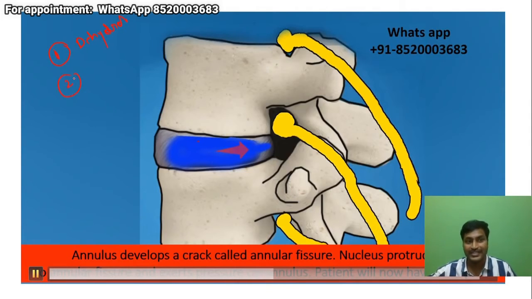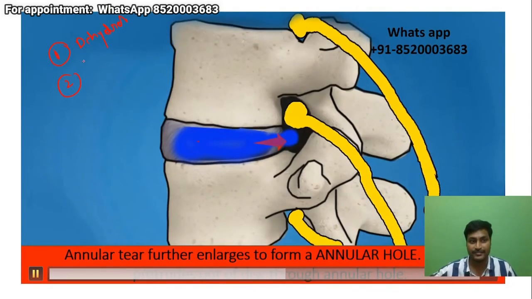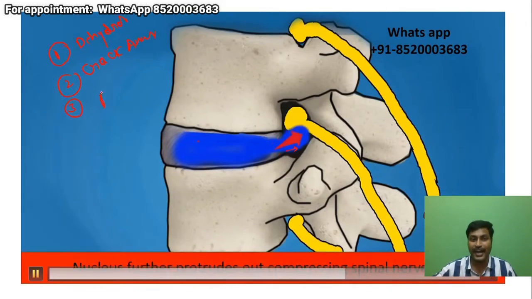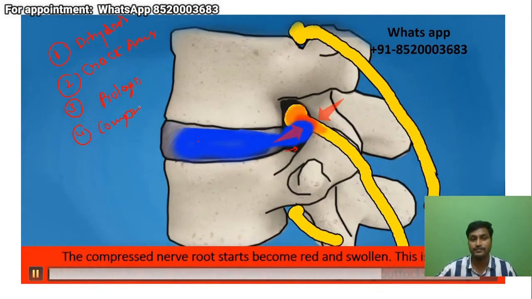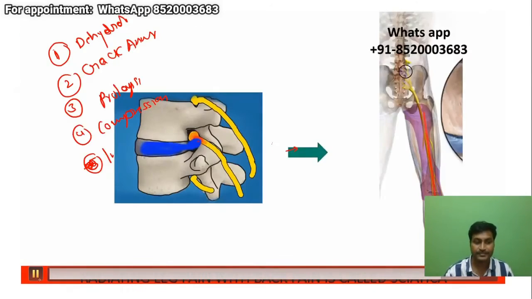Step 2, there's a crack in the annulus, which is known as annular tear. Step 3, the disc has protruded out. So step 3 is prolapse. Step 4 is compression of the nerve root. Fifth step is inflammation of the nerve root. Compression and inflammation you take as 4 steps. So am I clear?